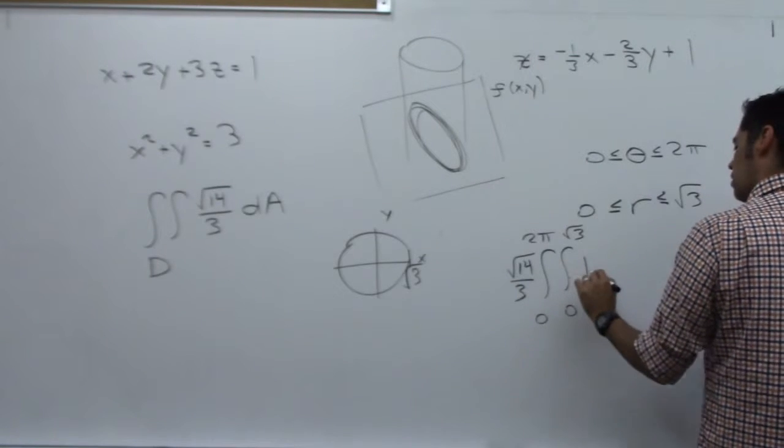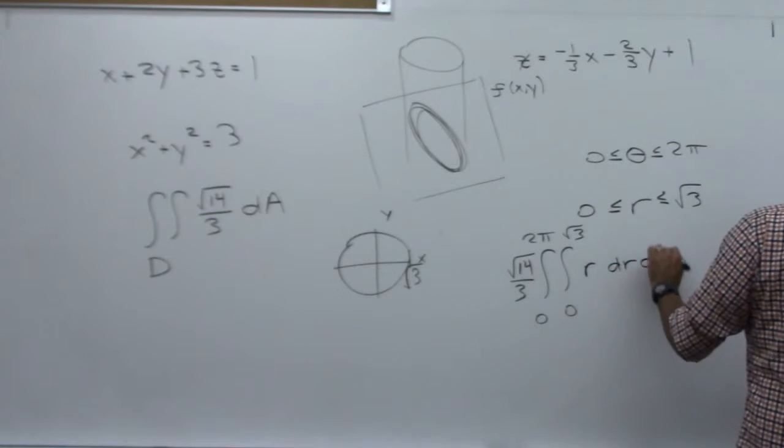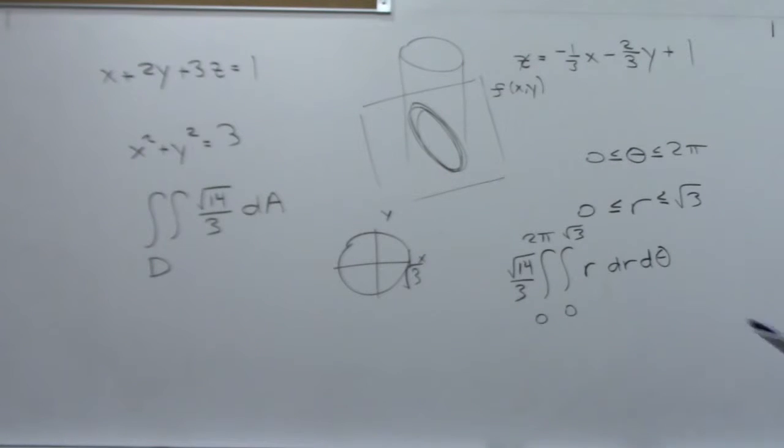R comes in because I went to polar, so let me just put r dr d theta. And I do need to leave, so let me just see if I can leave that there. I think that's a pretty straightforward integral. Just double check that what I've got is good. Oh, yeah, you know what? We could have just found the area over D, but this should come out to root 14 pi.